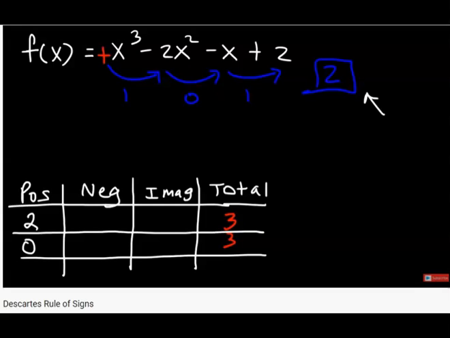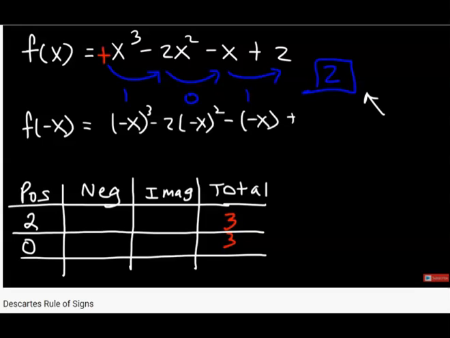Now what about the possible number of negative real zeros? How can we find that? So first, we need to write the function for f of negative x. So it's going to be negative x to the third power minus 2 times negative x squared minus negative x plus 2. Negative x cubed is negative x cubed. And then negative x squared is positive x squared times negative 2, so that stays negative 2x squared.